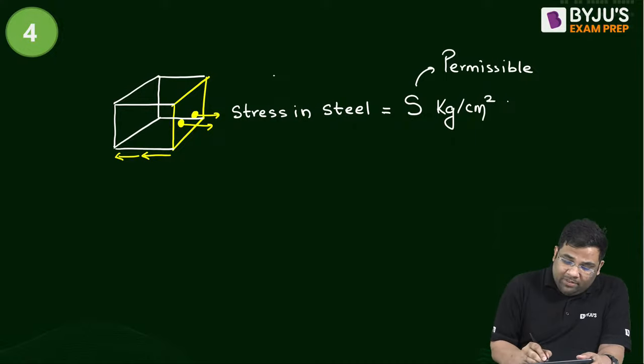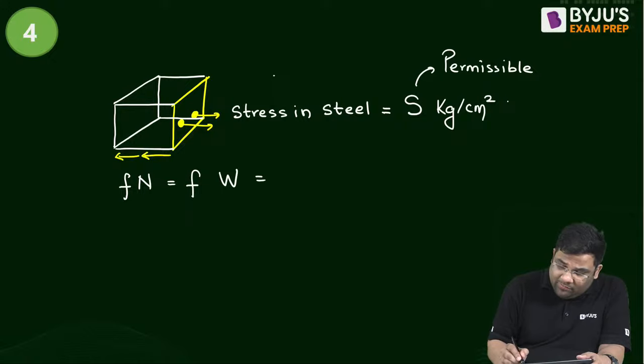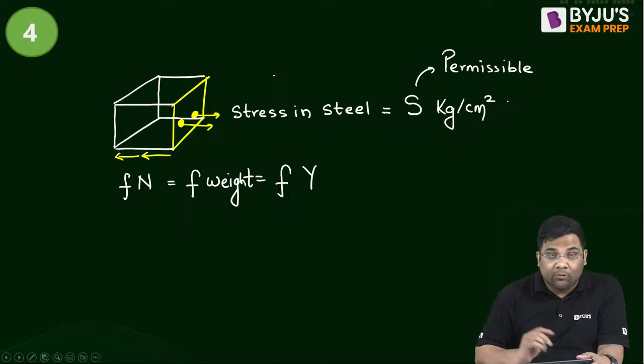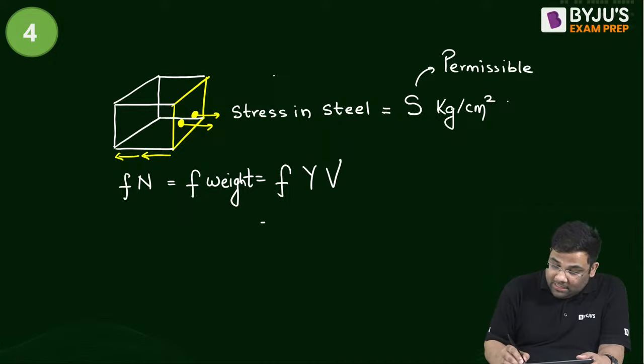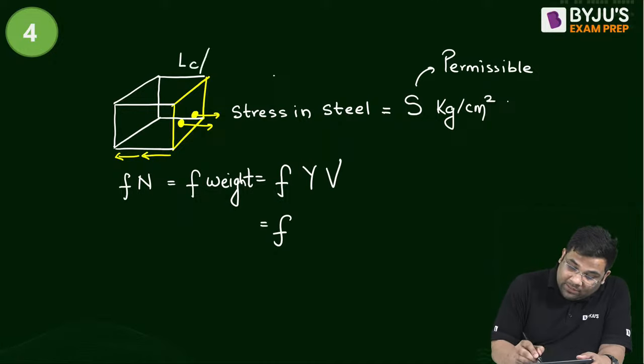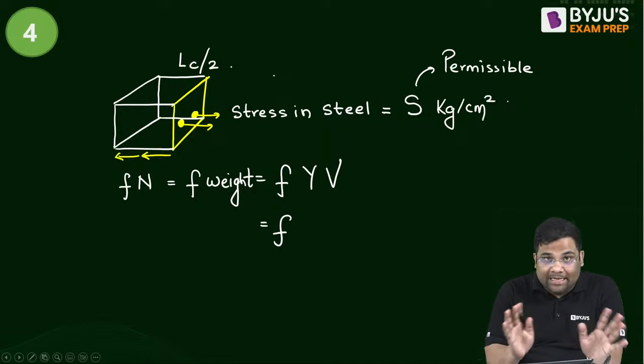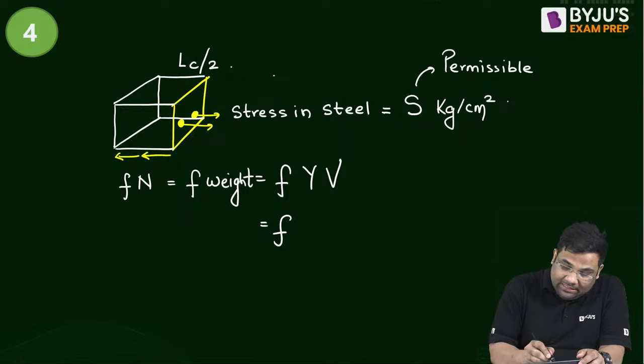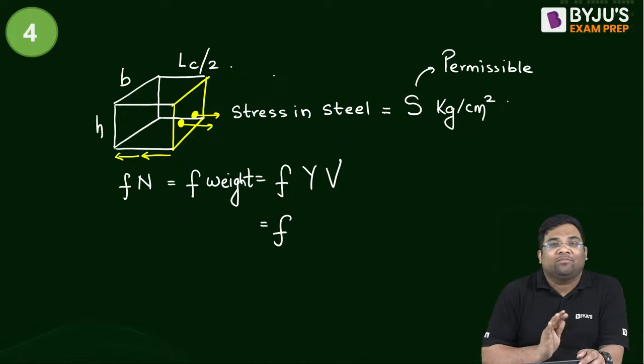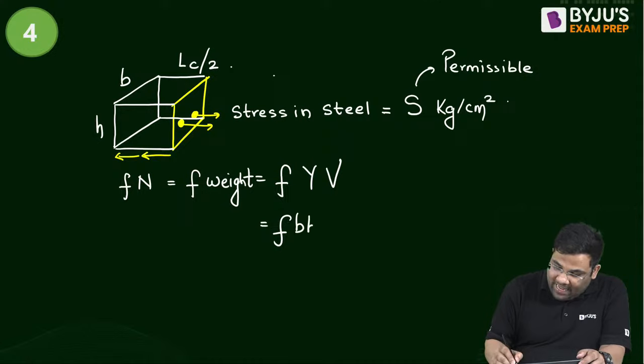Very good. Now, what will be the friction force? The friction force will be the coefficient of friction into normal reaction. And the normal reaction will be the weight. Now, weight will be the unit weight gamma into volume. What will be the volume? This is half, so it will be LC by 2, if the spacing is LC. Half of the slab I am considering. This is the width B and this is the depth H. So BH into gamma, BH LC by 2 into gamma.